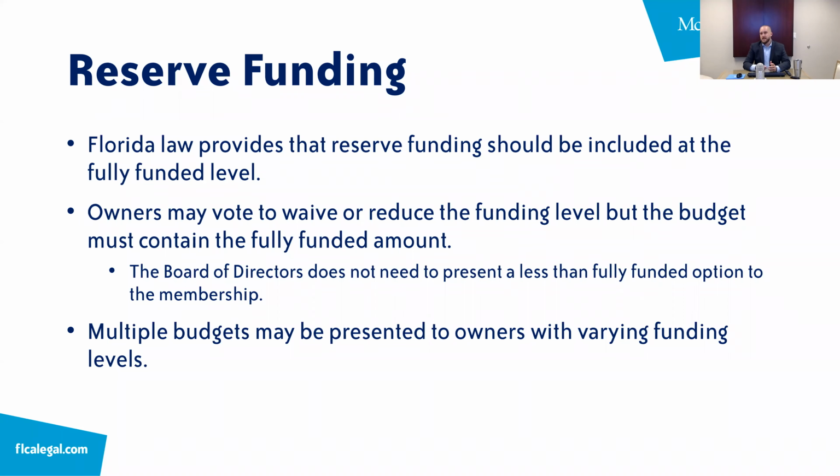Now, what happens is some associations in the past, especially when you have a lot of delinquencies, will say, hey, we want to keep our assessments lower because we don't want to fully fund our reserves. You're allowed to do that, but only after the members vote on a reduced reserve budget. And so that's the main thing to note. If you don't get the appropriate membership approval, then the fully funded reserve account and budget has to go into effect. So that's the main thing to note for reserves.